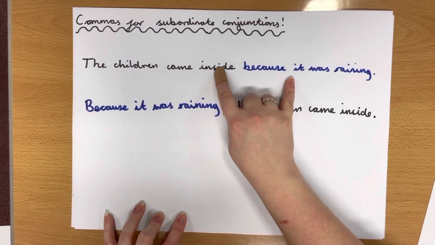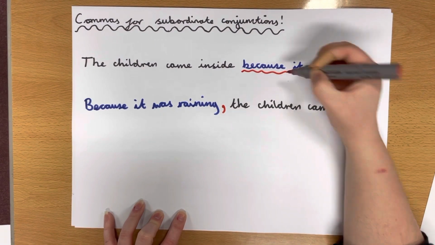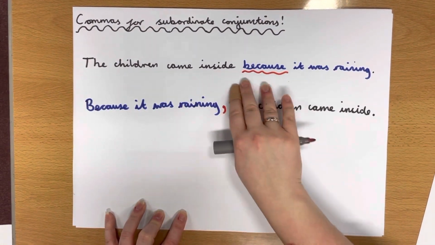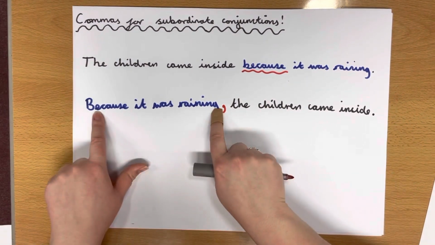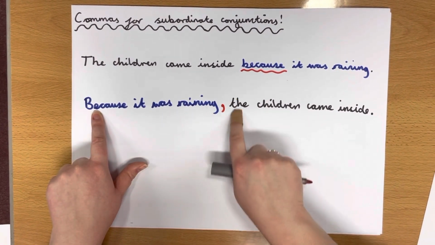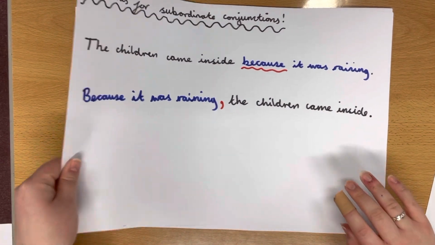The reason you don't need it here is because your conjunction acts as that separating factor between the two clauses. The children came inside because it was raining. Whereas here we've moved the end of our sentence, our subordinate clause, to the beginning: because it was raining, the children came inside.